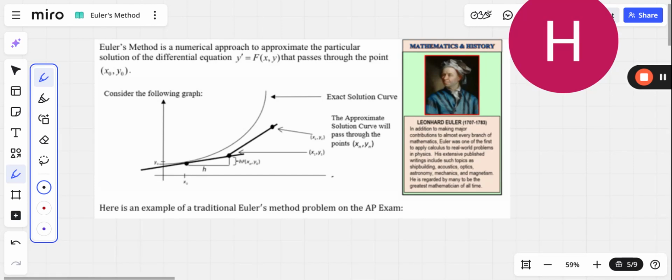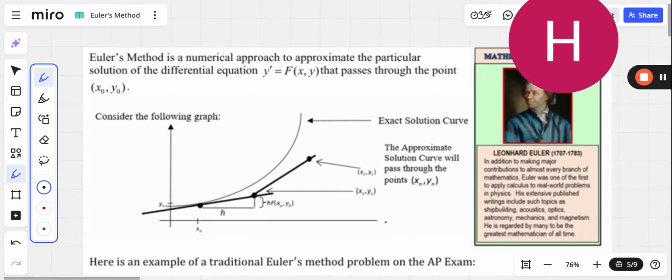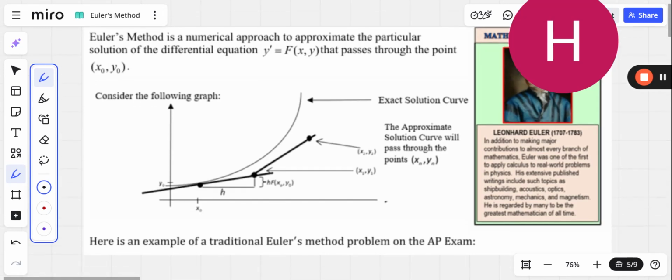This is math from the void. Math coming at you pretty much out of nowhere. And today we're, like I said, investigating Euler's method. It's a nice method. It's a numerical approach to approximate the particular solution of a differential equation.